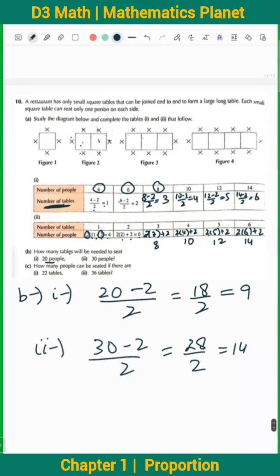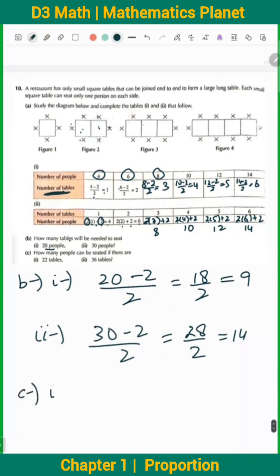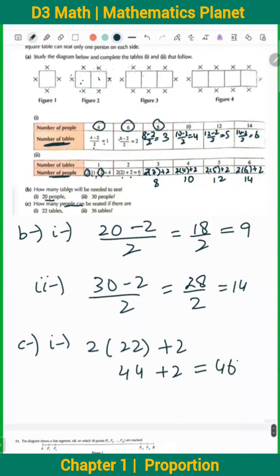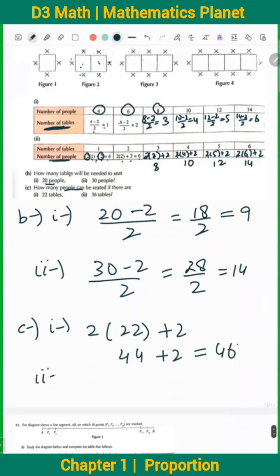Then we have part C, part 1. How many people can be seated? So the number of people formula is this. If there are 22 tables, 2 times 22 plus 2, which is equal to 44 plus 2, which is equal to 46. Very good. And then part 2, 2 times 36 plus 2, which is equal to 72 plus 2, which is equal to 74. Clear to everyone? Yes.